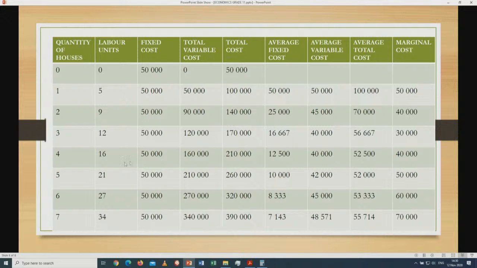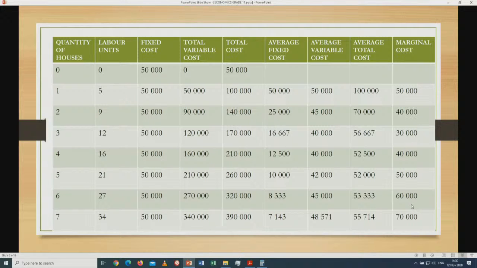And now, as we increase our production, what happens to our marginal cost? 40 is bigger than 30, so it means our costs are increasing. And when you are at building of 5, what has happened? The quantity of houses is 5. What happened to the cost? We have the 50,000 marginal cost, and the marginal cost is increasing. And this will be nicely demonstrated when we do our graphs.